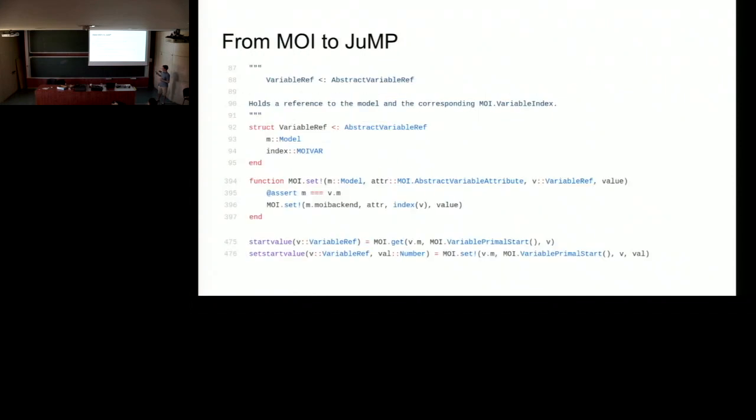Okay, so just to give a peek of, again, the connection between the JuMP model and the MOI model. JuMP variables, we've renamed JuMP variable to JuMP variable ref to be consistent with constraint refs. And the variable ref contains a pointer to the model, and it contains the MOI index of the variable.